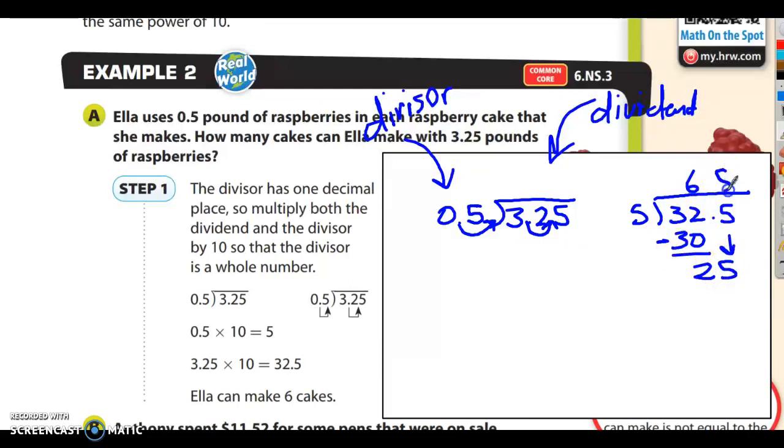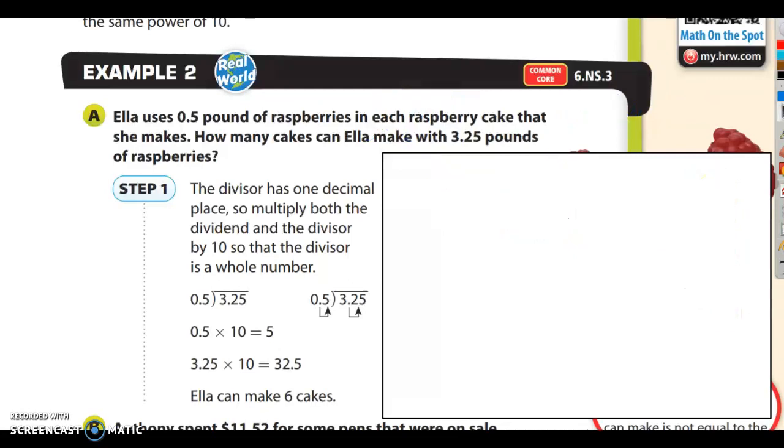5 goes into 25 5 times. 5 times 5 is 25. Your decimal goes straight up. Notice your decimal goes straight up after it got moved. Originally my decimal was here, but it gets moved once to the right and then it goes straight up. Alright, let's check it out near the bottom of the page.